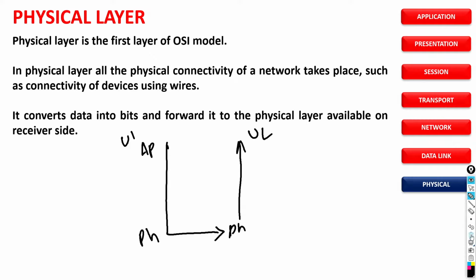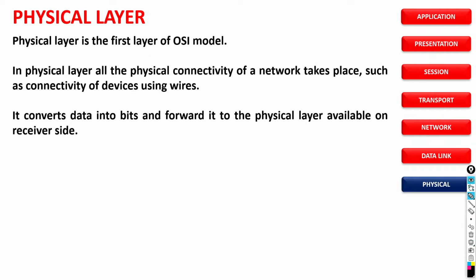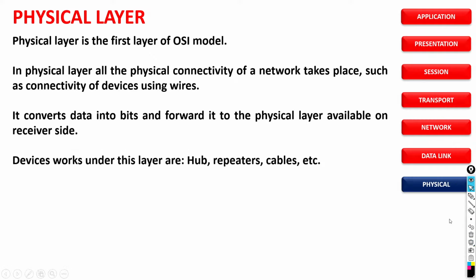Next, the devices that work under the physical layer of the OSI model are hub, repeaters, cables, etc. The datagram at the physical layer is called binary bits. Clear?